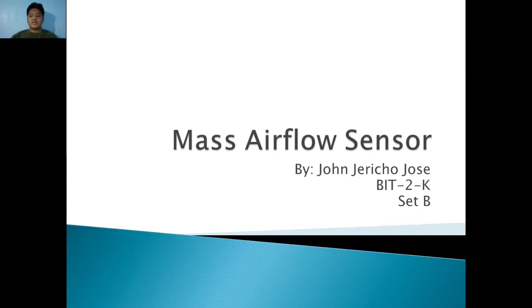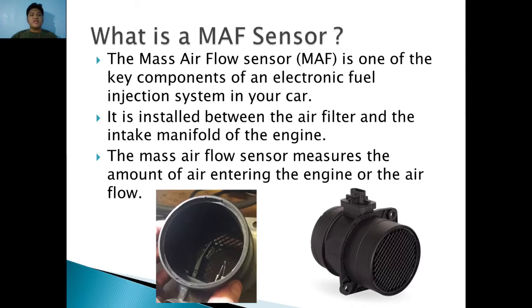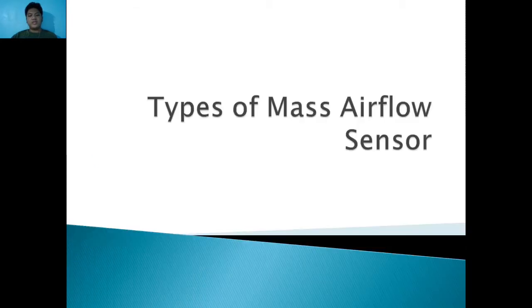But first, what is a mass airflow sensor? The mass airflow sensor is one of the key components of an electronic fuel injection system in your car. It is installed between the air filter and the intake manifold of the engine. The mass airflow sensor measures the amount of air entering the engine, or the airflow.